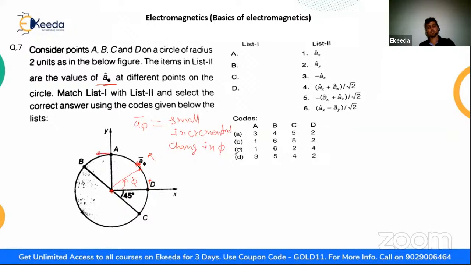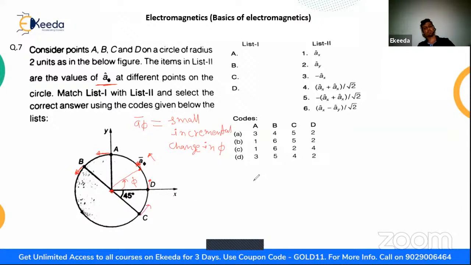So a small incremental change in phi is the direction of a phi. So here the direction of phi will be this, because here phi is suppose 135, then it will increase when I move slightly in this direction. If I move in this direction, then phi will not increase. That's why you can say small incremental change in phi, or the direction in which there is a maximum change in phi. That will be the direction of a phi, the unit vector in phi direction. And here the direction of a phi will be this.